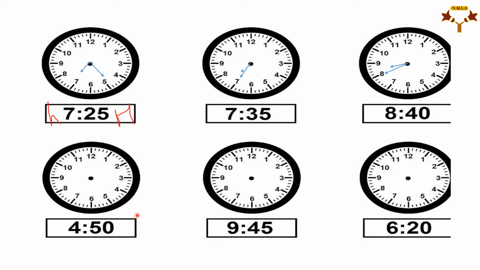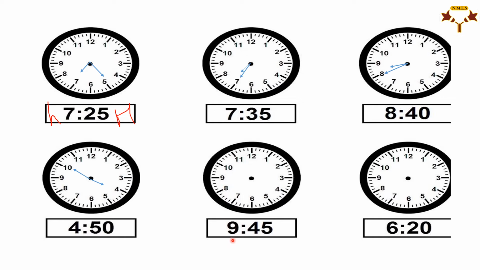The next one. Here we have 4 in hours and 50 in minutes. Then we will start by shorthand. We will draw it between 4 and 5. Okay, and we want to get 50 minutes. Count with me. 5, 10, 15, 20, 25, 30, 35, 40, 45, 50. Then we will draw longhand at 10 to get 50 minutes.